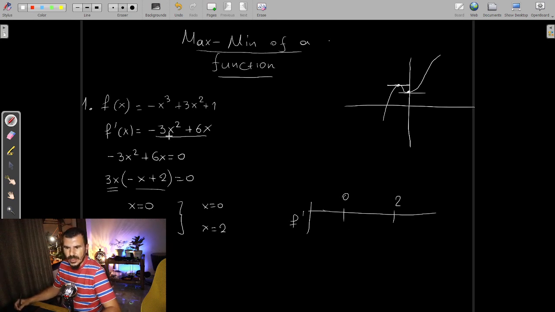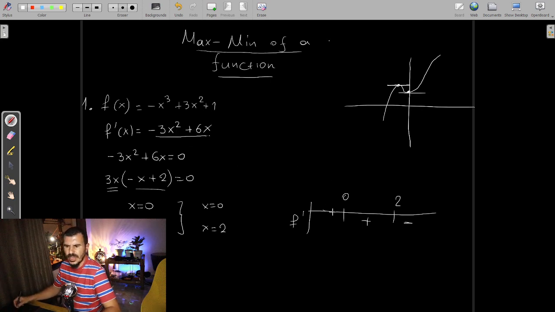Let's say 1: minus 3 plus 6. That's positive. So my derivative here is positive. Now put some values outside the roots. Let's say instead of 2, I'll put 10. So 10 squared is 100, minus 300 plus 60, negative.